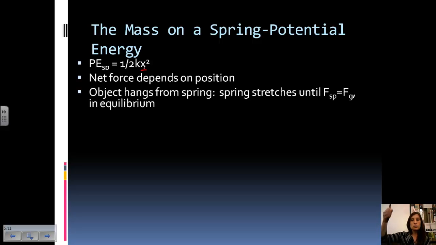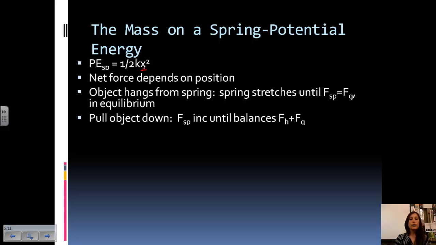So if we have the spring and then we hang an object from it, the spring is going to stretch because we're applying that force, and it'll stretch until the force of the spring is equal to the force of gravity in equilibrium. If you pull the object down, the force of the spring will increase until it balances out, and then in that case it would be the force due to height plus the force due to gravity. I think this got cut off here, but that should be a G.